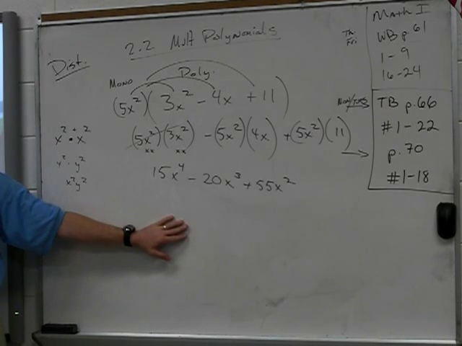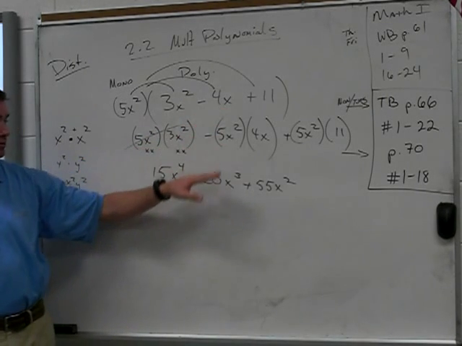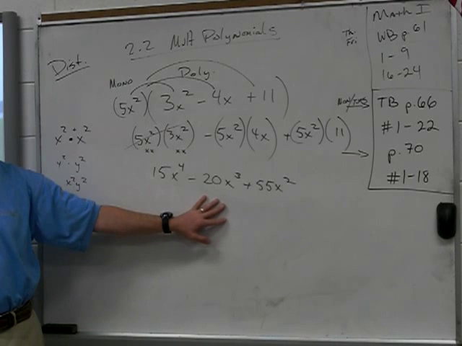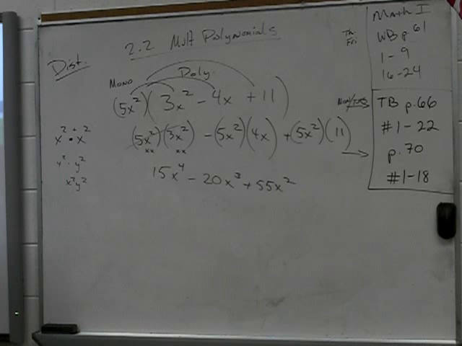Okay, will it always be a trinomial? Could have been a polynomial, right? If this had 4 terms, we probably would have ended up with 4 terms. Okay? Very hard to say always in that type of thing. Questions? Any questions?